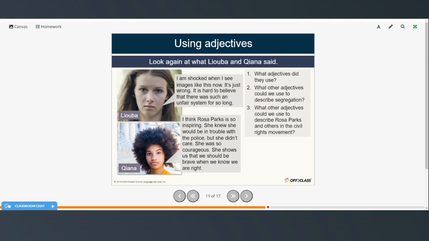We'll talk about using adjectives. So what adjectives did they use? So here she said shocked, wrong, and unfair. Here some adjectives would be inspiring, courageous, and brave. And see if you can think of some other adjectives we could use to describe segregation. And what other adjectives could we use to describe Rosa Parks and others in the civil rights movement?